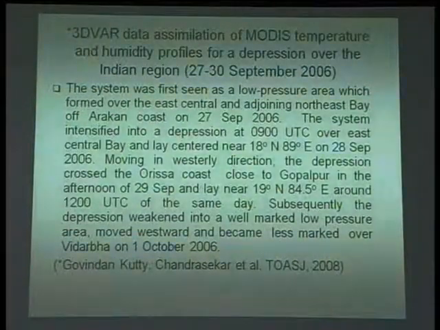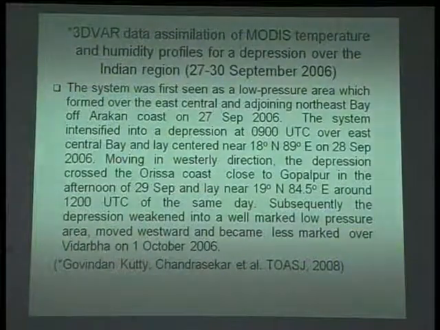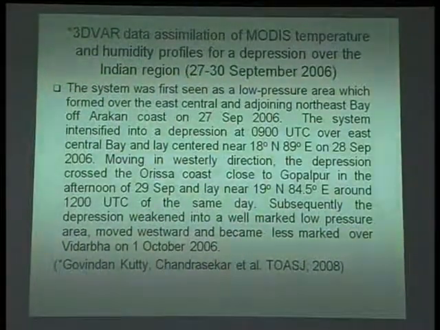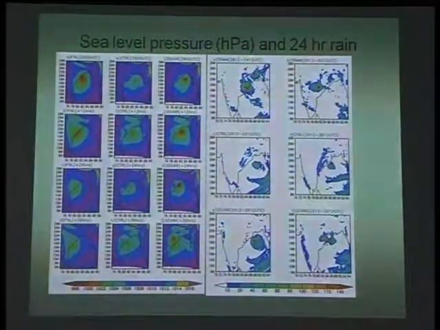Now we show some results of 3D-VAR assimilation using the MODIS temperature and humidity profiles for again another case of depression over the Bay of Bengal. Now these are the sea level pressure patterns.